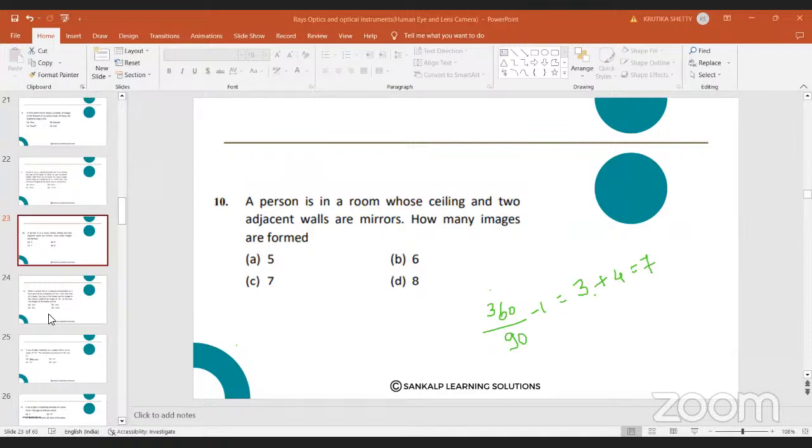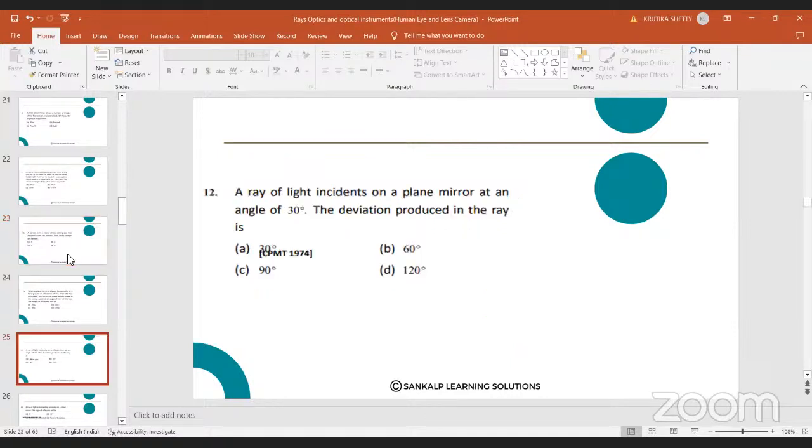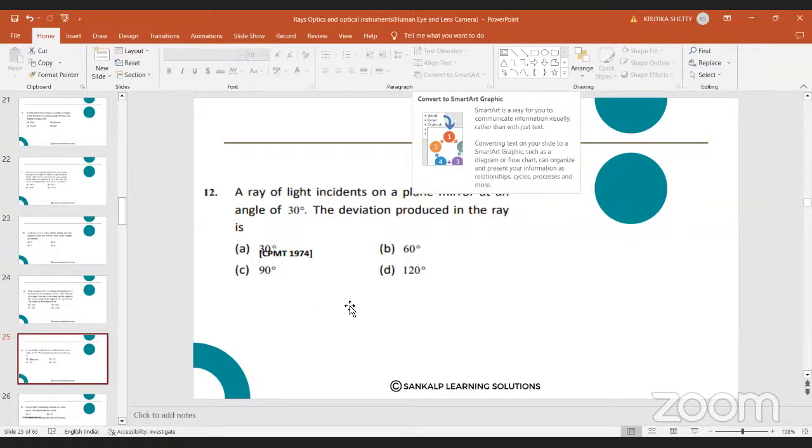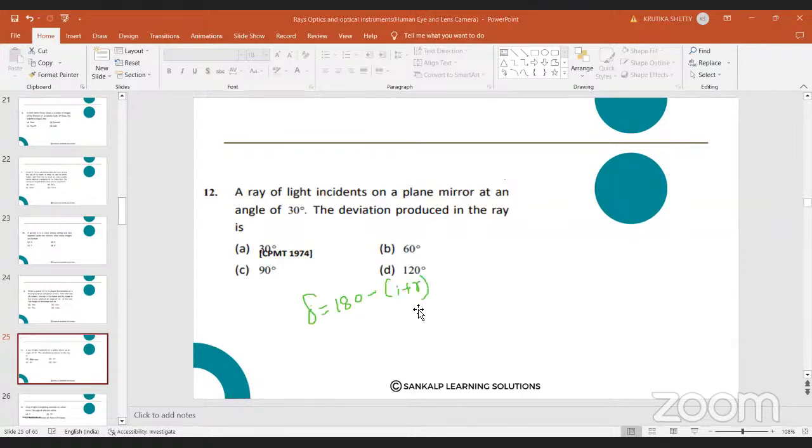Then the next question is, a ray of light is incident on a plane mirror at an angle of 30. The deviation produced in the ray is, so they are asking the deviation produced in the ray. The deviation is given by delta equals 180 minus (i plus r). But as it is a plane mirror, the angle of incidence is equal to the angle of reflection. They are saying 30 degree, therefore it will be 180 minus (30 plus 30), that is 60.